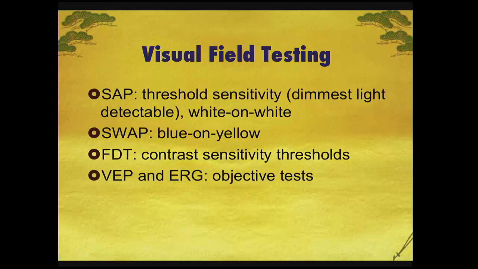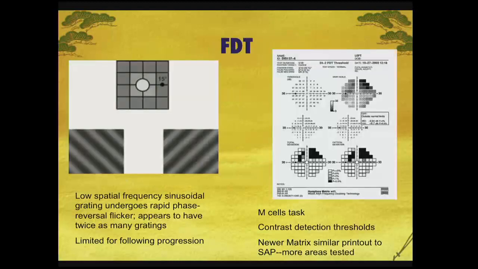SWAP, which stands for short wavelength automated perimetry, has a yellow background to suppress the red and green cones, and then is projecting a faint blue light. And like I said before, that's theoretically to detect glaucoma a little bit earlier. There's also FDT, which is frequency doubling thresholds. These are looking at contrast sensitivity, and then more objective tests are VEPs and ERGs, which are, I think, really mostly done for research purposes at this point.